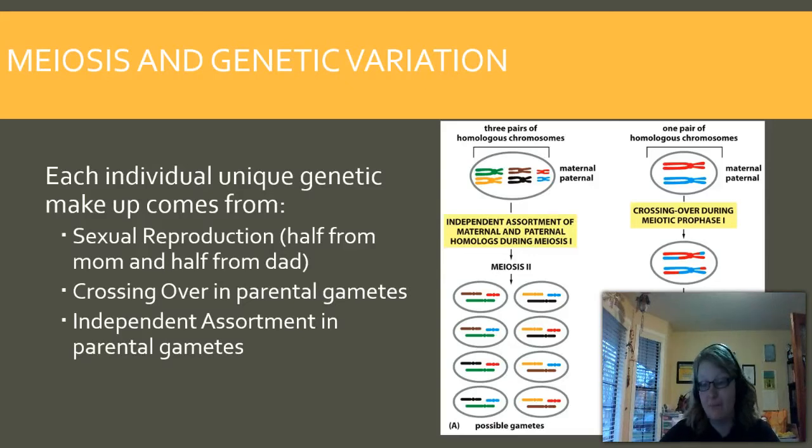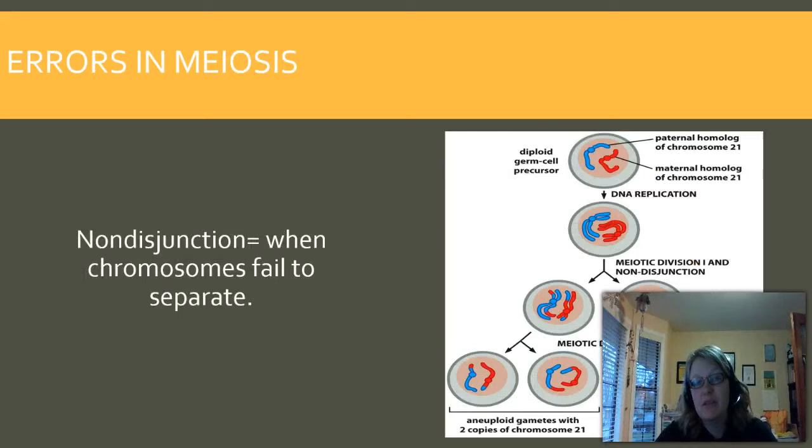Now, meiosis isn't perfect, and we've seen this before when we talked about Down syndrome and other diseases, but we have errors in meiosis. Sometimes the chromosomes fail to separate properly, and this creates what's known as non-disjunction. Now, if we're talking about a complete duplication of the chromosomes so that the gametes end up with twice as many, that is non-compatible with life.